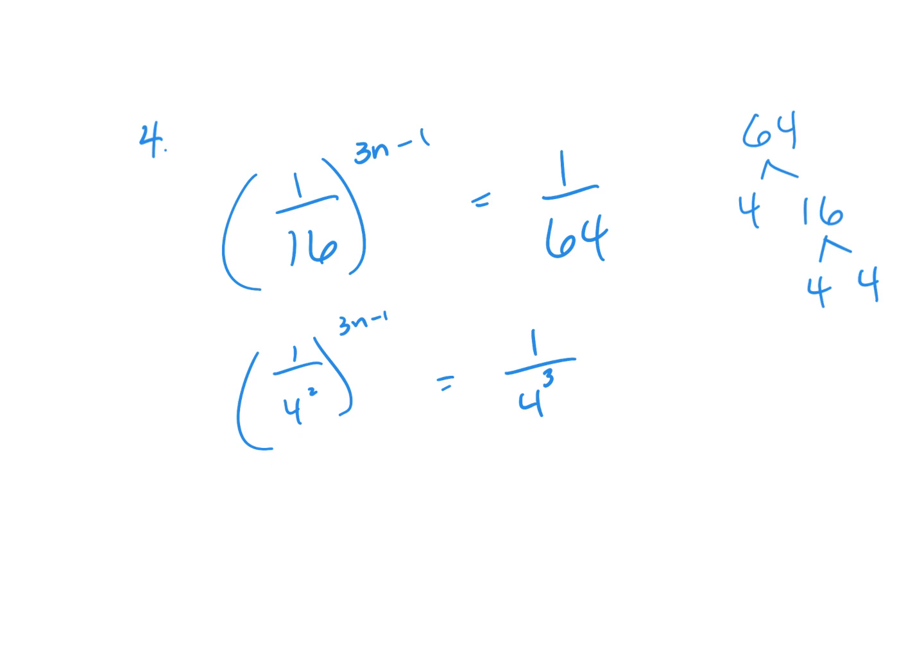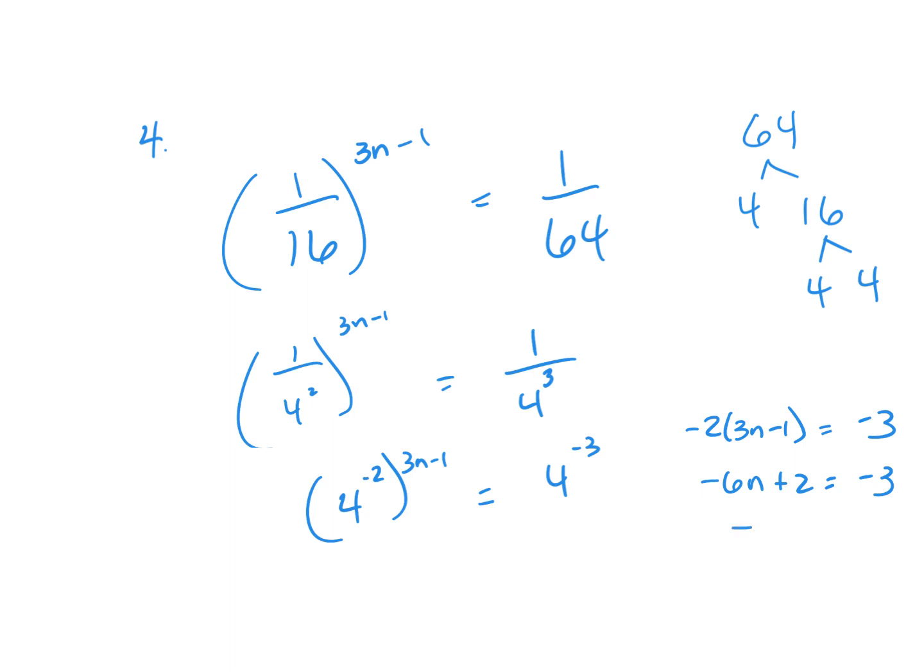What do you do to an exponent to move them? You change them from positive to negative or negative to positive. So this is going to be 4 to the negative 2 times 3n minus 1 equals 4 to the negative 3. Everybody get that? And now I've got negative 2 times 3n minus 1 equals negative 3. So negative 6n plus 2 equals negative 3. Negative 6n equals negative 5. N equals 5/6.